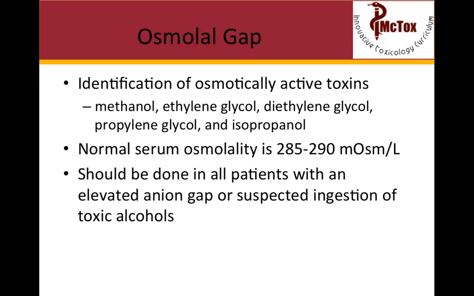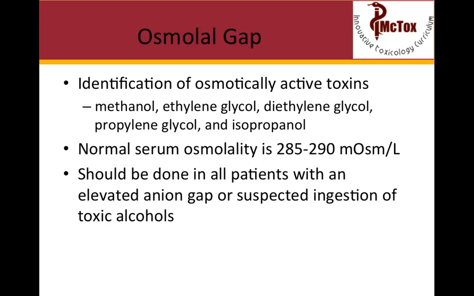An osmolar gap is easy to calculate as long as you have a measured serum osmolality. Normal serum osmolality is between 285 to 290 milliosmoles per liter due to osmotically active substances in the serum, such as sodium, glucose, and urea.